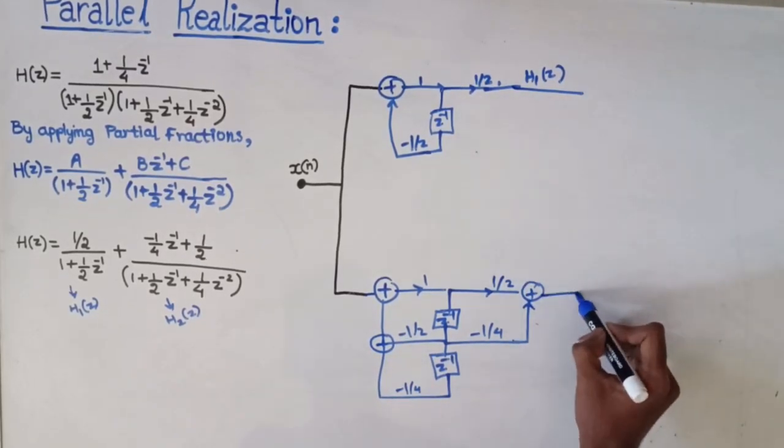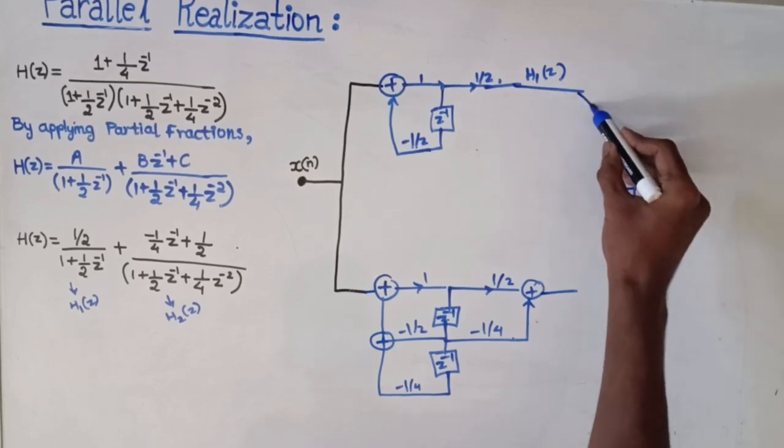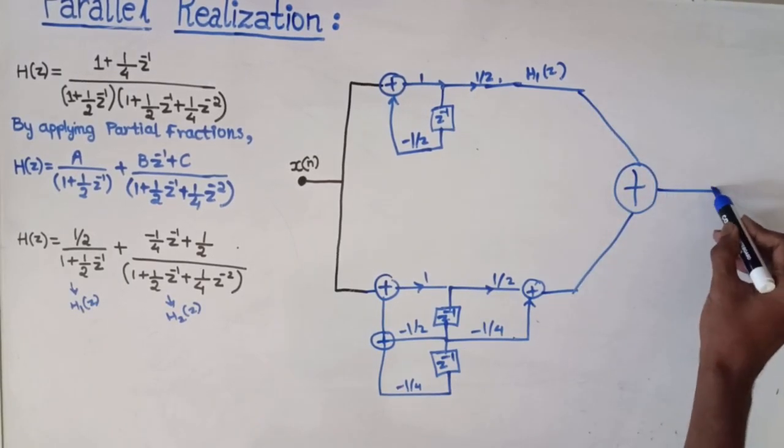And after summing up these points, we get a parallel realization y[n].